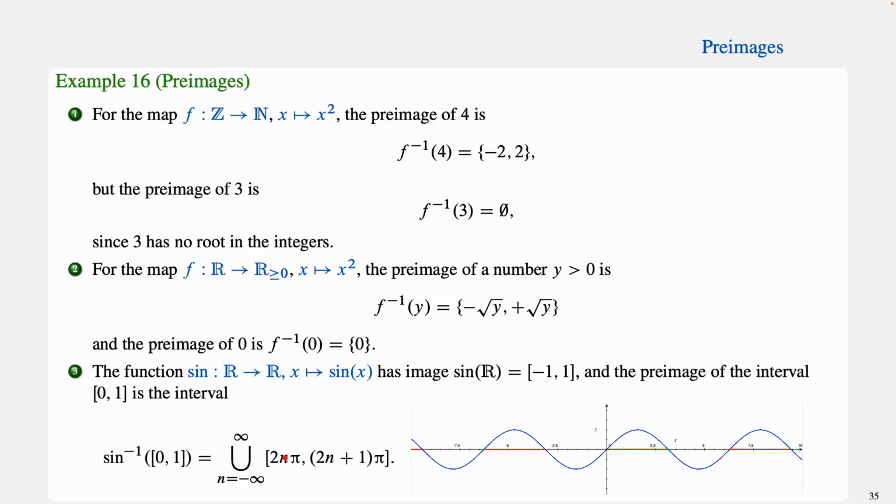But the next interval that comes in is for n equal to 1, where we have 2 pi here, and the interval from 2 pi up to 3 pi. So that would be this bit here. And similarly, we have it in the negative numbers. And this goes up from -infinity to infinity.